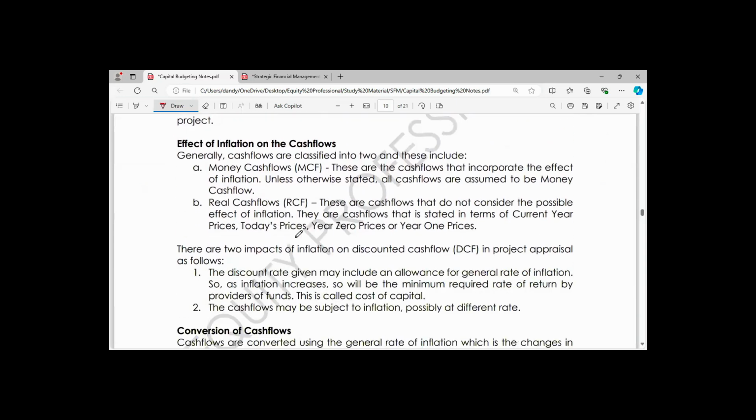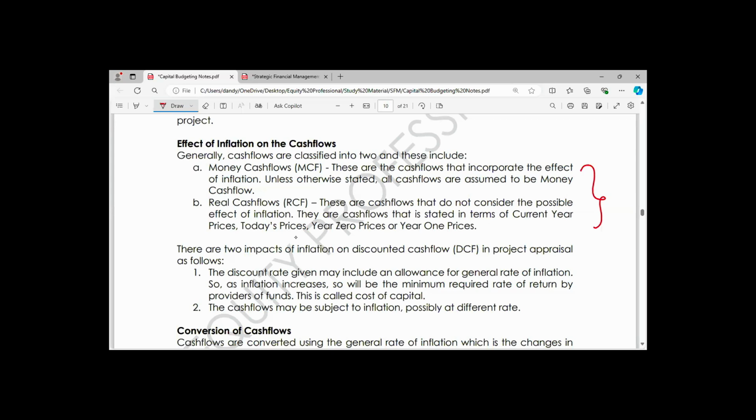Now, what do you mean by money cash flow? This is an examinable area. Examiner has done it severally in the past, where students were asked to explain money cash flows and then real cash flows. So it's important for you to have the understanding. Okay, then. So what do you mean by money cash flow?